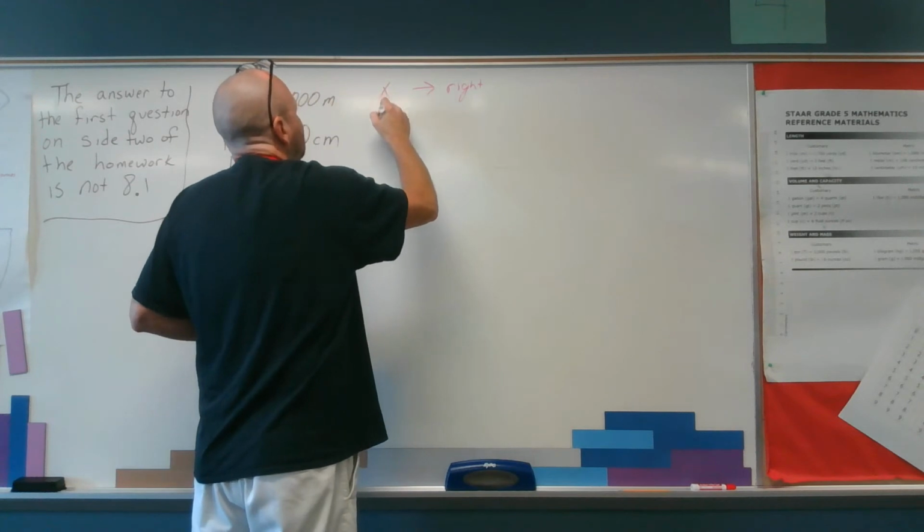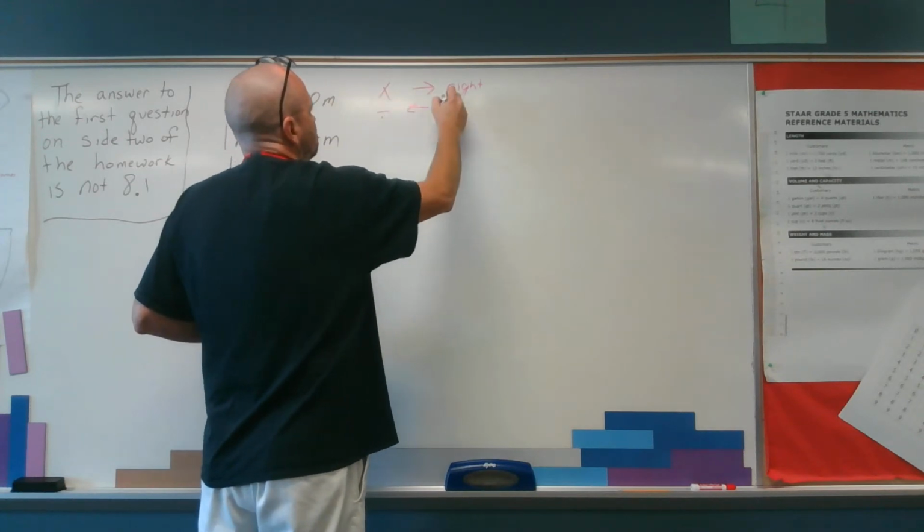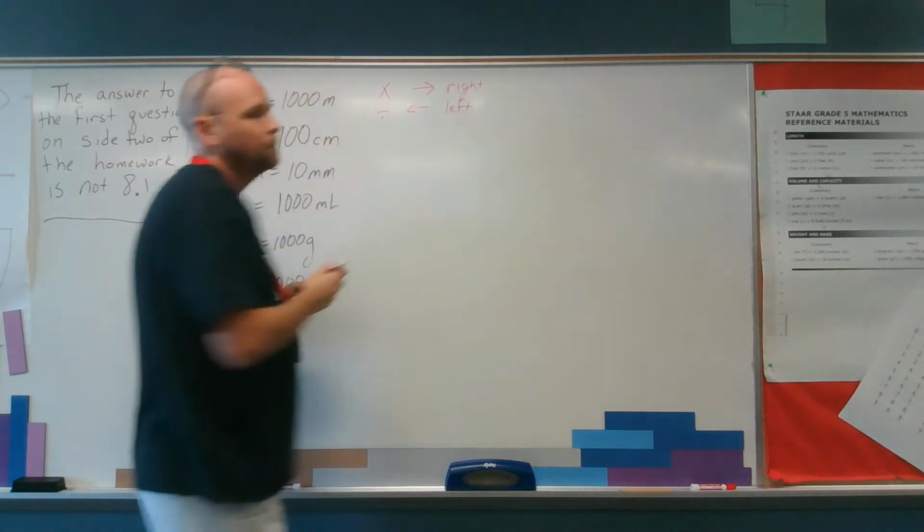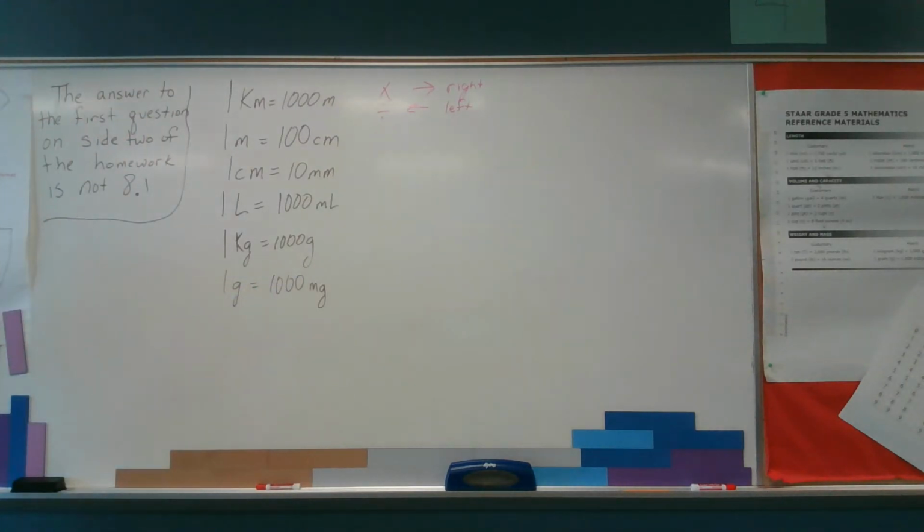When you're dividing by a power of 10, your decimal point moves to the left. Because obviously when you multiply, your number gets bigger, and when you divide, your number gets smaller.